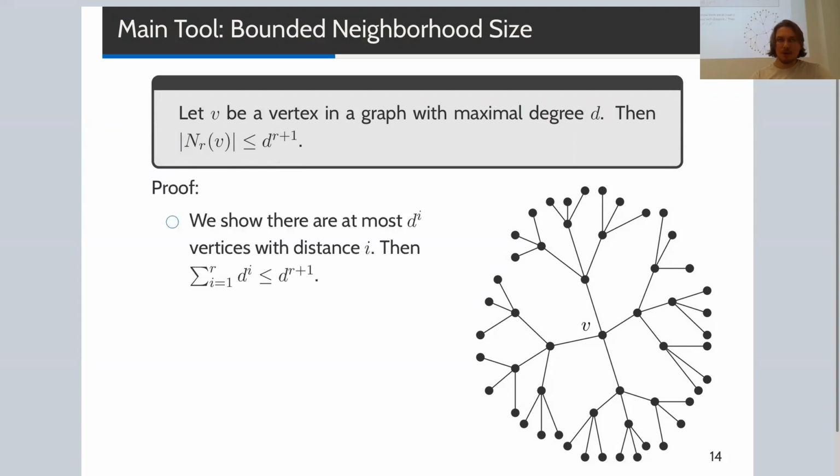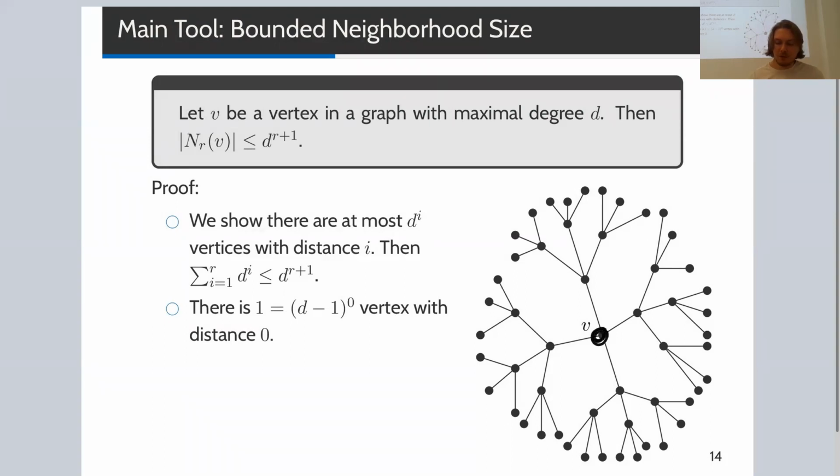And you could probably already expect the proof. So the way you could formalize it: we will show that there are at most d to the i vertices with distance i from a vertex v. And then if you sum up all the vertices with distance 1, 2, 3, 4 up to R, then you get this bound of the neighborhood, showing that the neighborhood is bounded by the sum over i of d to the i, and this is bounded by d to the R plus 1. So now we need to only bound the number of vertices with distance i. And if i is equal to 0, then this is of course true. So there's only a single vertex with distance 0 from v, which is v itself.